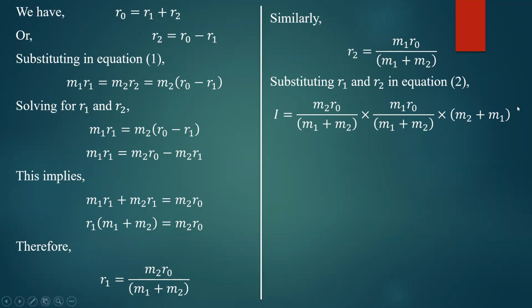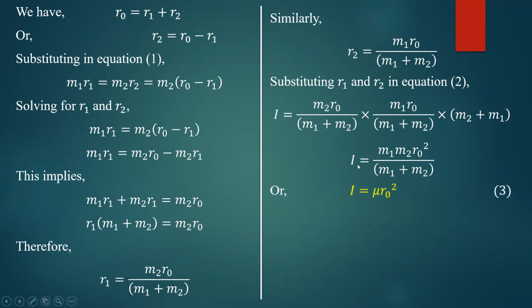Now m1 plus m2 gets cancelled. One term gets cancelled, and finally you will get I equal to m1 m2 into r0 square divided by m1 plus m2. So this is the expression for moment of inertia in terms of the masses of the atoms and the internuclear distance, or bond length.